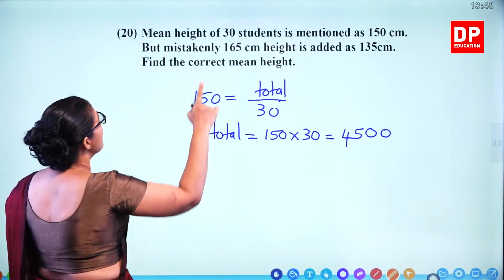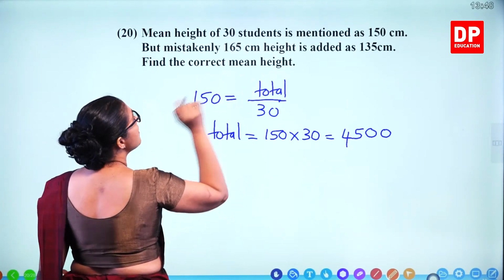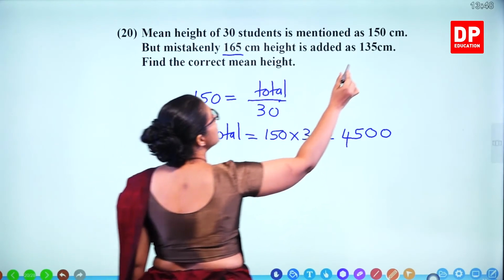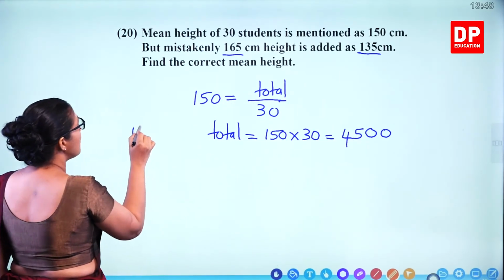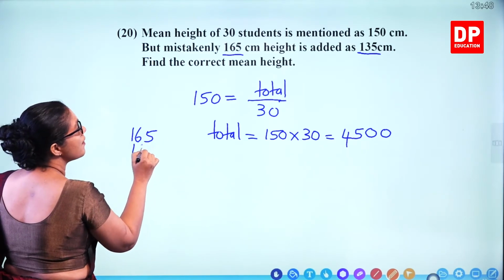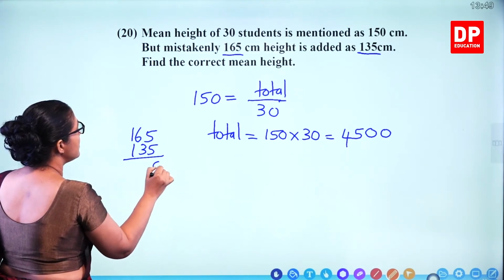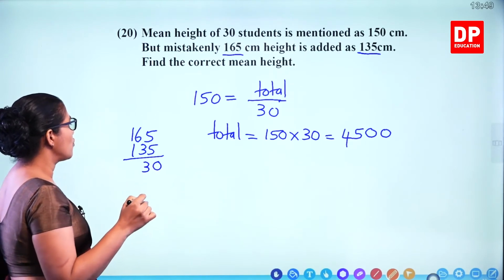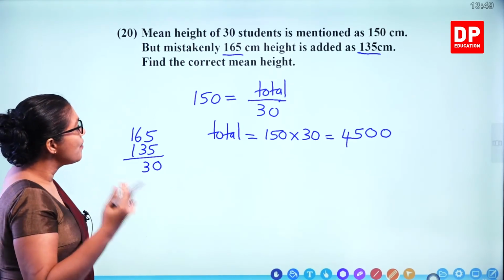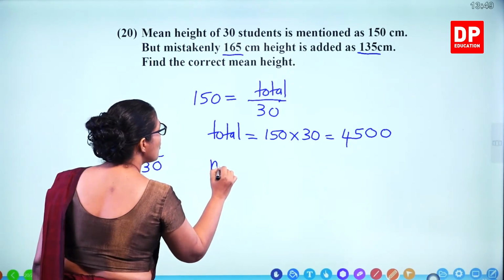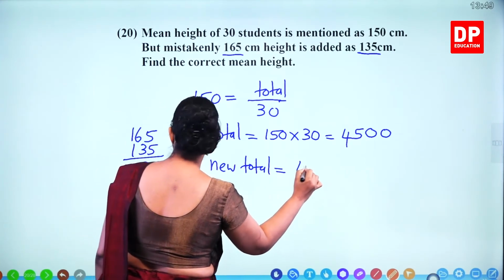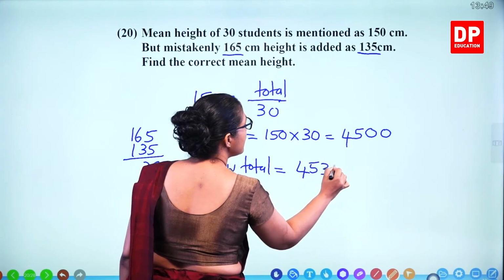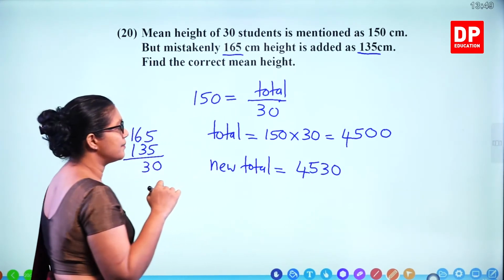But the actual value is 165. So 135 was added. What is the difference between 165 and 135? The difference is 30. So we need to add 30 more. So what's the new total now? 4,530. You have to add 30.